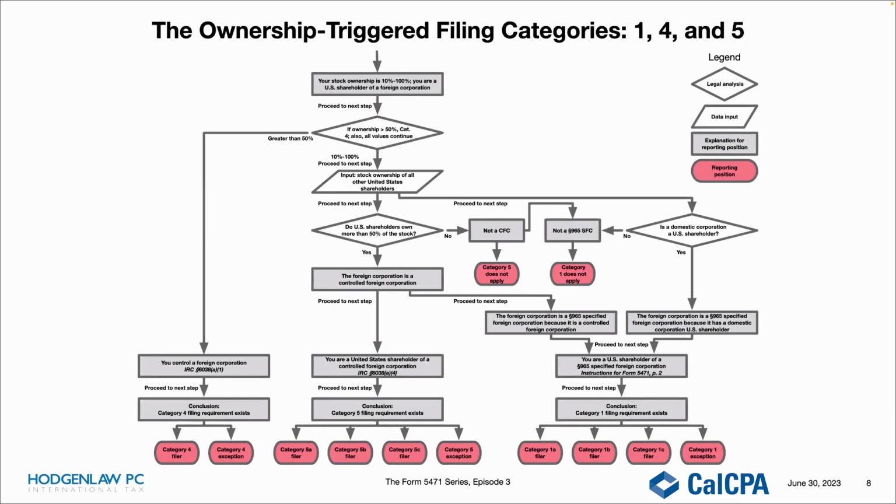Above this, there are some common elements that have to happen every time. Am I a US person and all of that? And I'm going to show you that in a minute. But for categories 1, 4, and 5, it looks like a mess, but it really isn't.